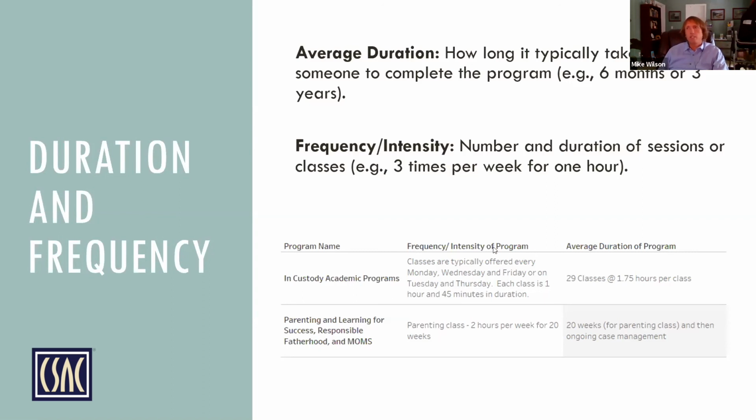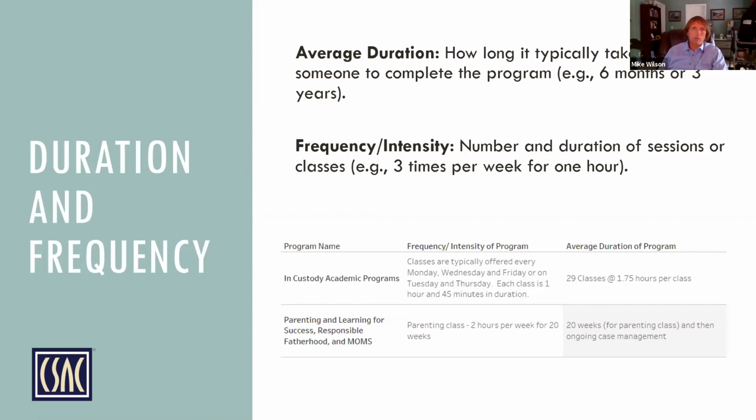The duration is how long does it normally take for someone to get through the program. So some programs may be very short, a few weeks. Other programs, I think of like the treatment court, can be 18 months or longer. Sometimes sex offender treatment programs can be years, 3 to 5 years for those programs. So it's important to know how long an individual is in that program.